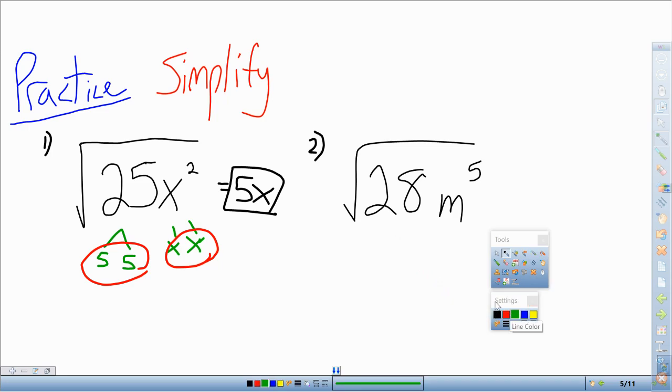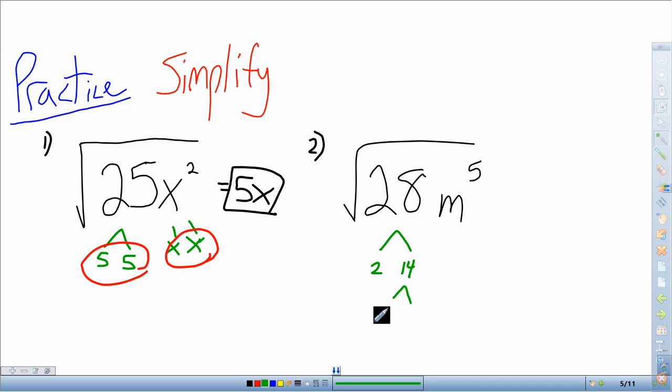Okay, on number 28, breaking down 28, I first think, 2 times 14. 2 is prime. 14 can be broken down into 2 times 7. Cross it out. 2 is prime and 7 is prime, right? We can't break that down any farther. Okay, m to the power of 5 is 5 m's. So let's go ahead and write them out.